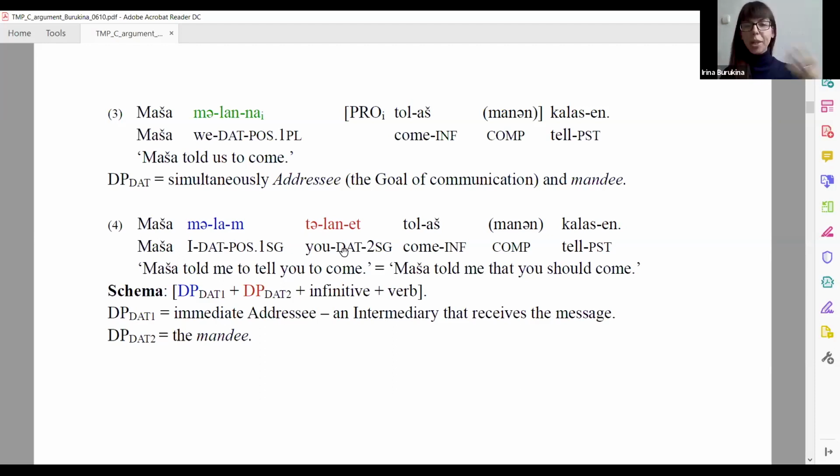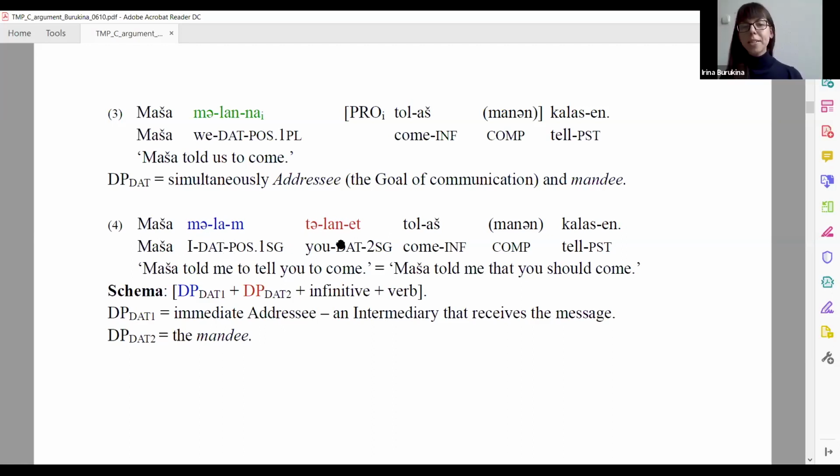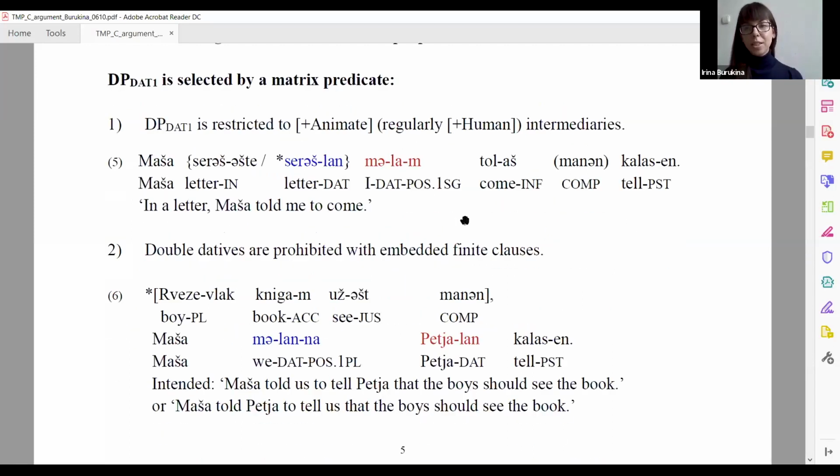And the question is, of course, how do we analyze such examples? So the first intuition may be that, well, the blue dative DP is in fact just an adjunct. So the red one is the proper addressee, similarly to the green one in single dative construction, and the blue one is just this intermediary optional dependent. However, apparently this is not the case. So the first dative DP is restricted to plus animate and regular plus human intermediaries. So I cannot say, for example, Masha Sereshlan Milam Tolashman and Kalasen, like Masha told me to come via a letter, or Masha told me to come through a letter. This is ungrammatical.